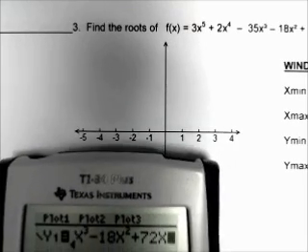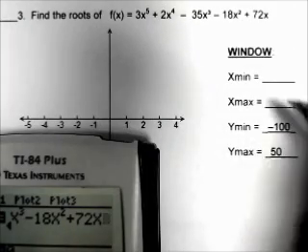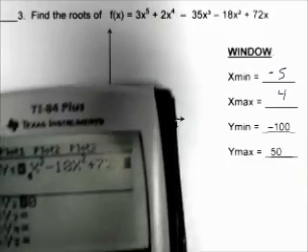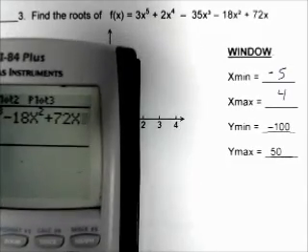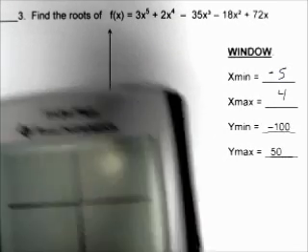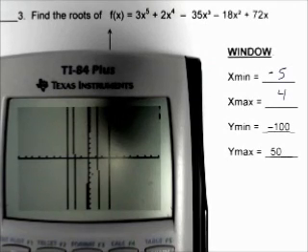Before I hit graph, I'm going to adjust the window. All right, our x values from -5 to 4 and y from -100 to 50. Now again, if I don't make the adjustment first, and I'm looking at the standard window, Zoom 6 is standard, this is what I get. They almost look like straight lines. Well, they're not straight lines. We need to adjust the window so we can get a clearer, better picture of the curve.